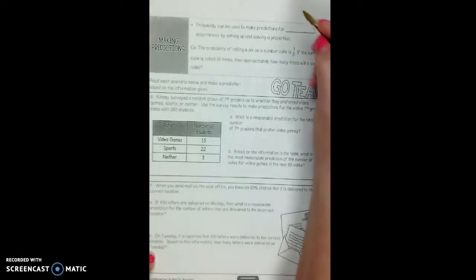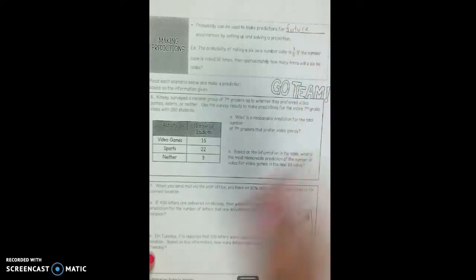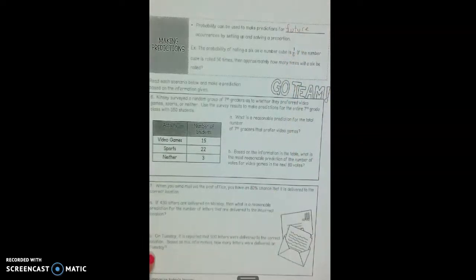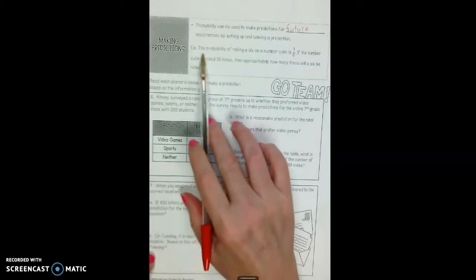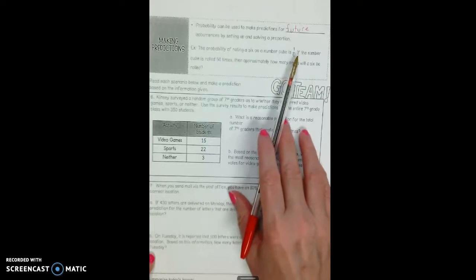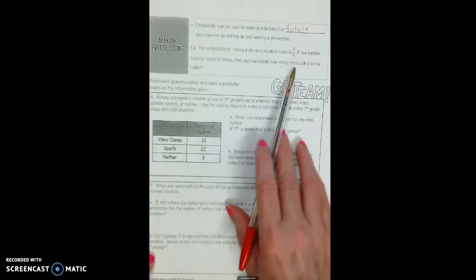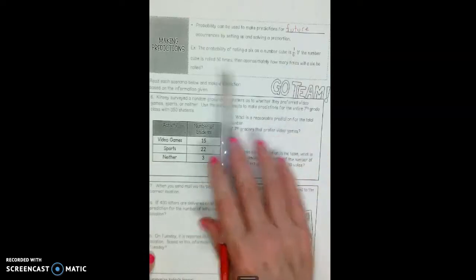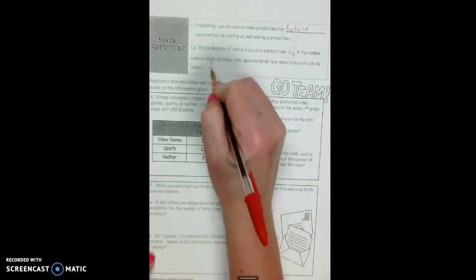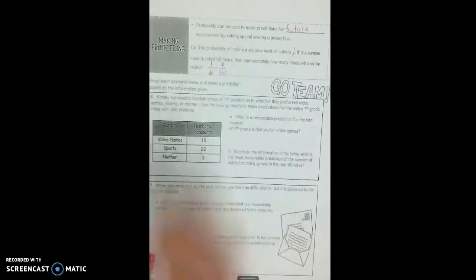Probability can be used to make predictions for future occurrences by setting up and solving a proportion. For example, the probability of rolling a 6 on the number cube is 1 over 6. If the number cube is rolled 50 times, then approximately how many times will a 6 be rolled? So your proportion will be 1 over 6 equals x over 50, and you would solve the proportion.